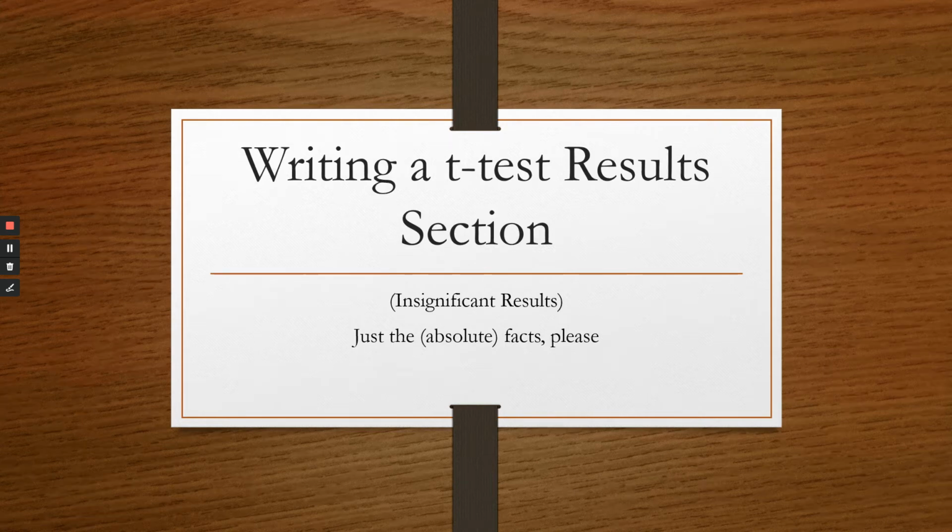Okay, guys, so now we're going to talk about writing a t-test results section if you have insignificant results. You're going to hear me say this a lot in this little lecture: just remember, we just want the absolute facts. Don't do too much talking.